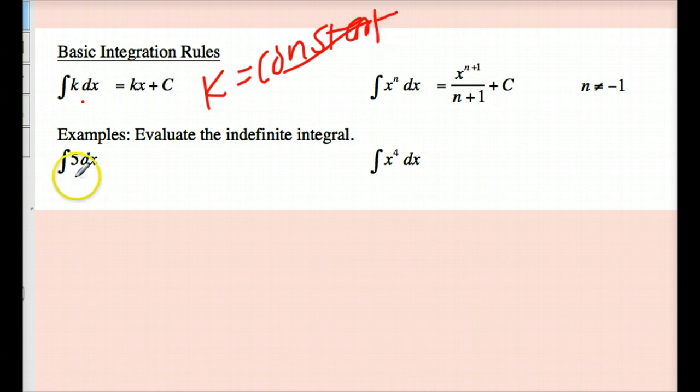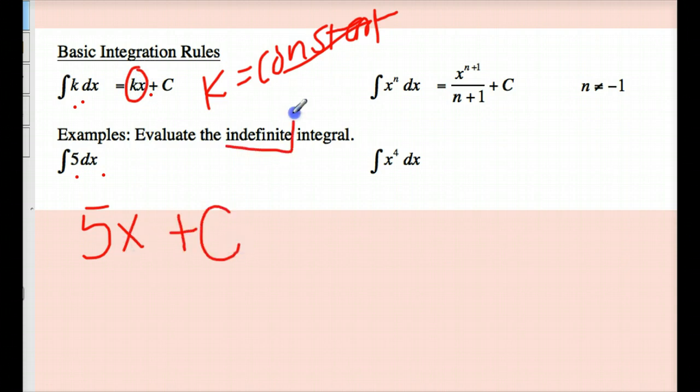what we notice is I have a 5 and I have a differential of dx. So if I follow the integration rule, my constant is 5, and then I will stick this x right here. Then I do have to add a plus c because I'm at an indefinite integral, which means I don't have a certain interval I'm looking at, so there has to be a constant that we have information for. And this is your answer.